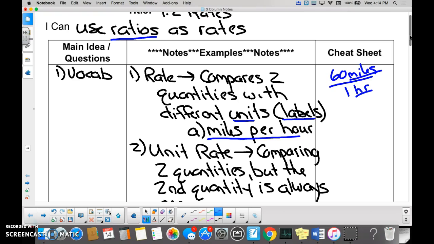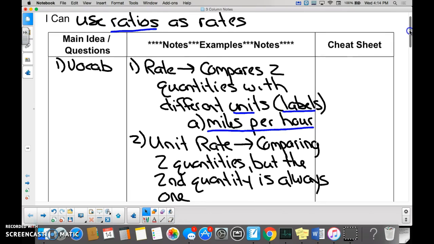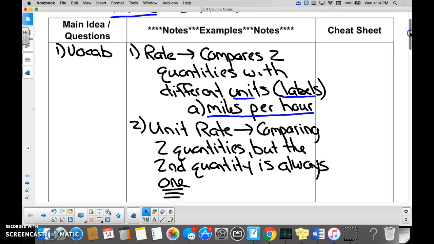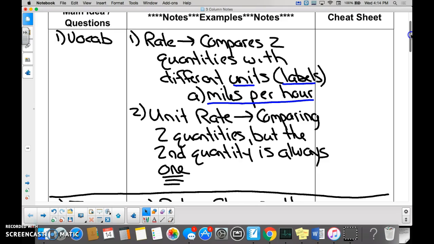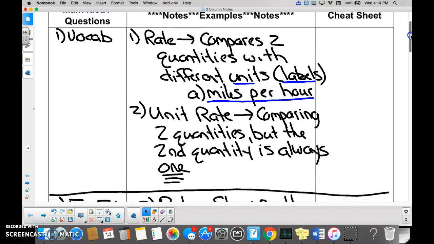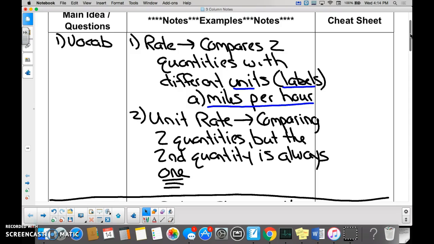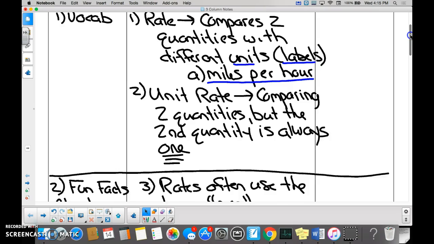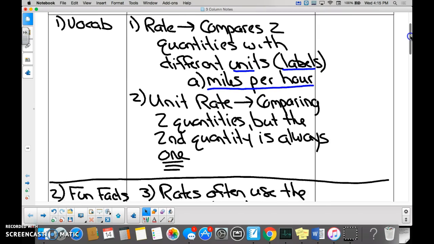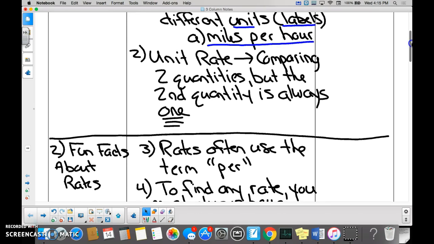The example that I gave you is miles per hour. If you want to, you can write down the 60 miles per 1 hour underneath letter A. That might be helpful. Number two, a unit rate is comparing two quantities, just like a rate, but the second quantity is always going to be 1. So again, comparing two quantities, but the second quantity is always going to be 1. I'll give you an example in a second when it comes to unit rates, which is where we're heading next. Cheat sheet idea for number 1, and move on to number 2.